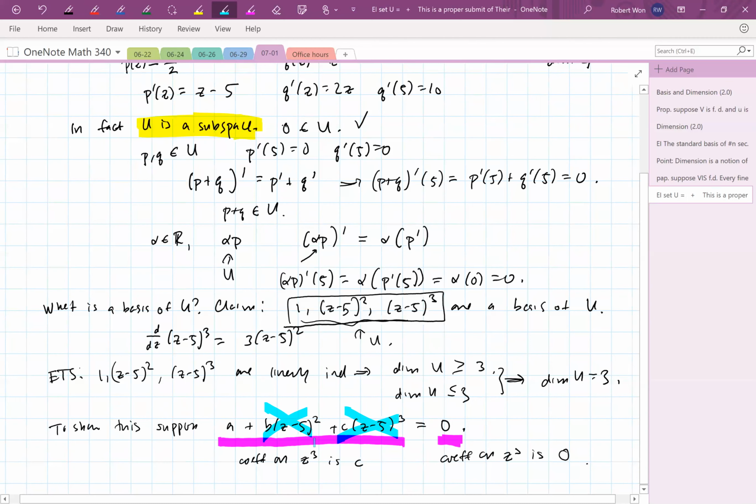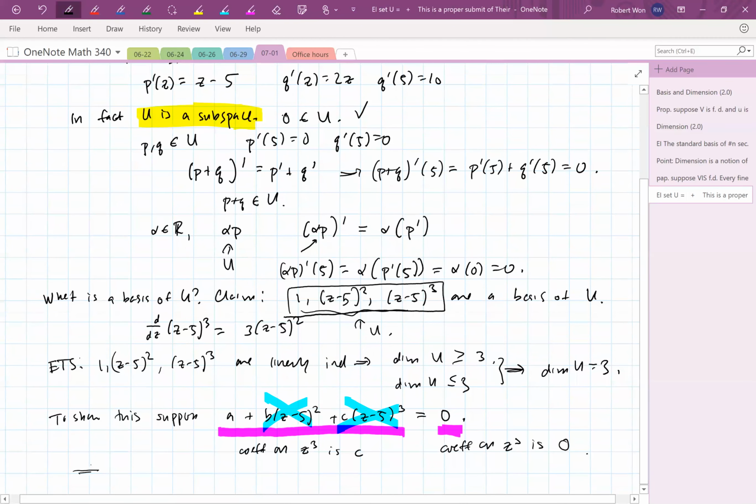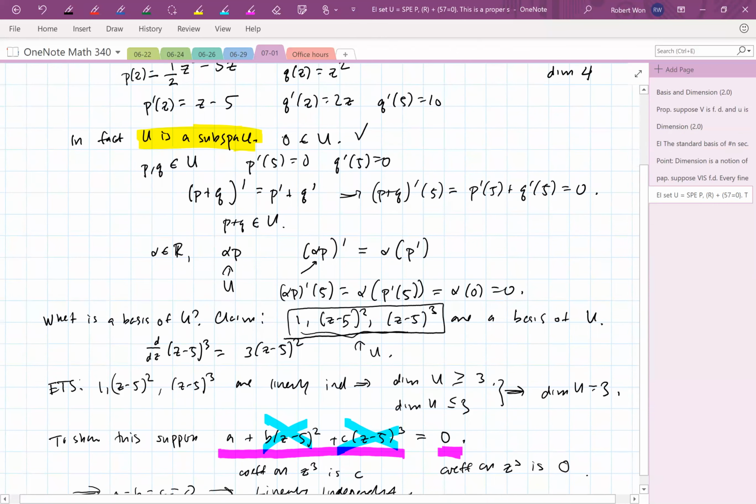And now you just have a equals 0. That means a equals 0. So by examining coefficients, you'll get that these 3 coefficients are 0, which means that the vectors you started with were linearly independent. The only linear combination equaling 0 is a trivial linear combination. So here's 3 linearly independent vectors in a subspace of dimension at most 3. That means that they're a basis.